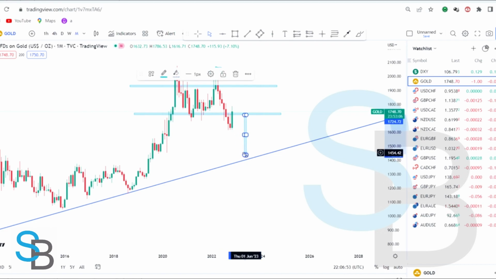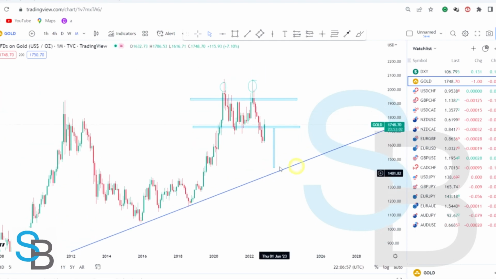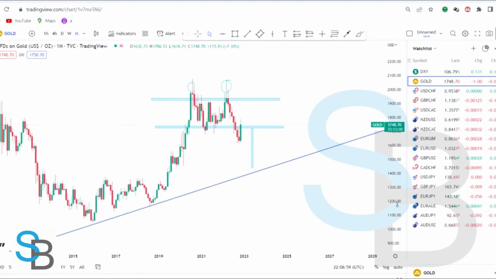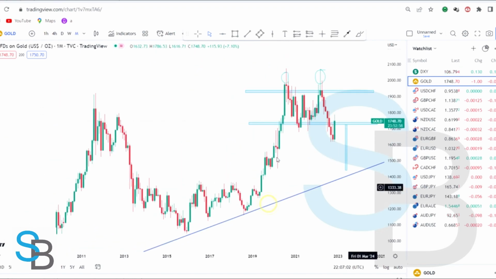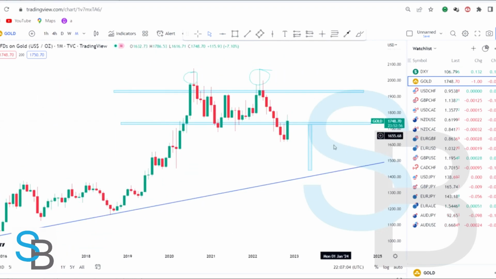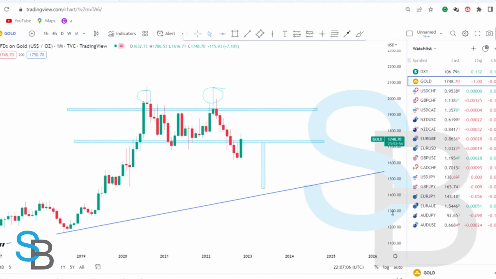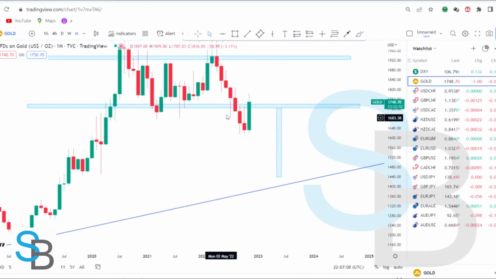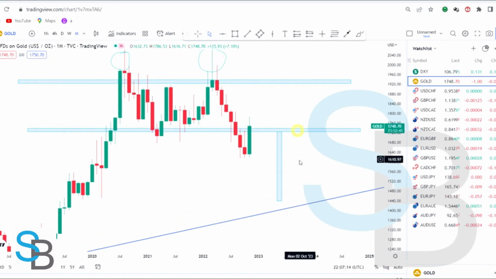We will then see it maybe testing this trend line in order to continue buying. Okay, so this might happen maybe in 2023 or 2024. So it might trade down to this trend line. So that's the principle of the double top.